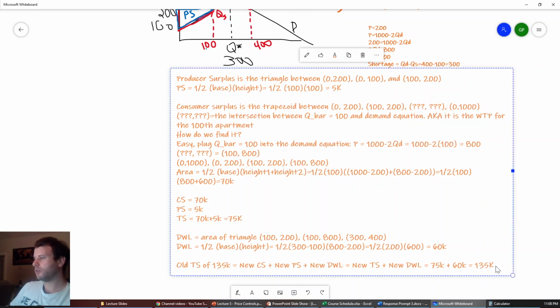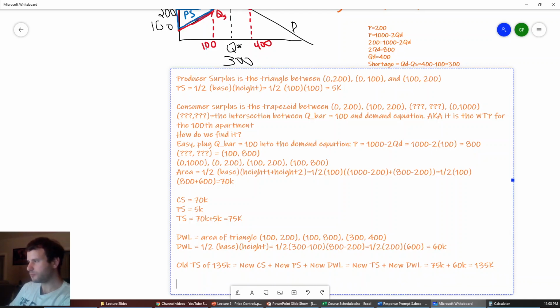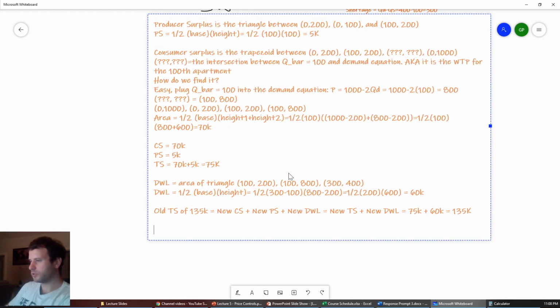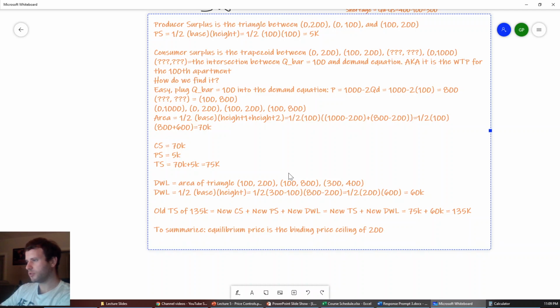To summarize everything, equilibrium price is the binding price ceiling of 200. We know it's binding because if the price ceiling is below the equilibrium price, it's binding. Equilibrium quantity is the quantity supplied when price equals 200. We know it's quantity supplied because that's the area on the left. That's going to be the restrictive factor.